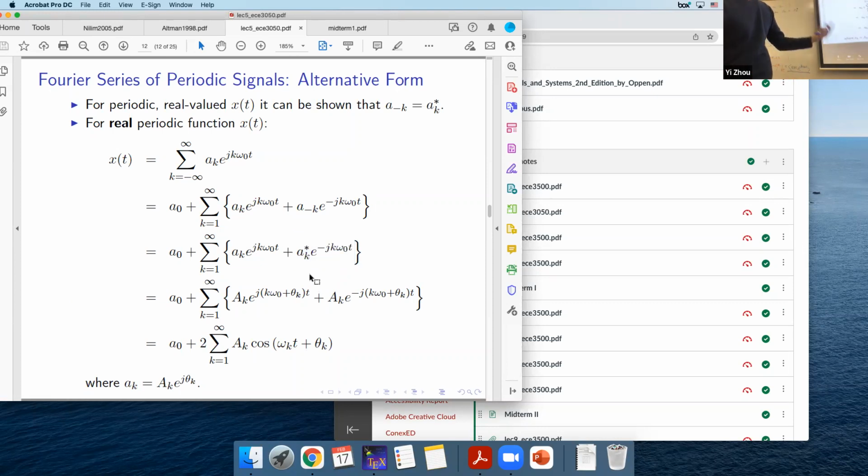And then by the conjugation property, if you're adding up two complex numbers that are conjugate with each other, the imaginary part cancels. So only the real part is preserved, and there's a coefficient of 2 because the real parts are the same. So essentially for periodic real value functions, it is a linear combination of cosine signals.